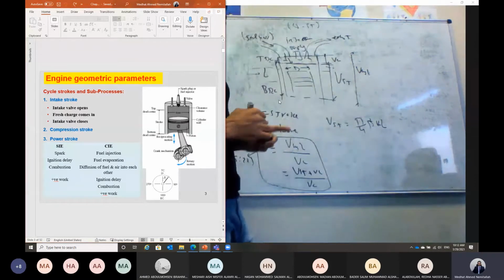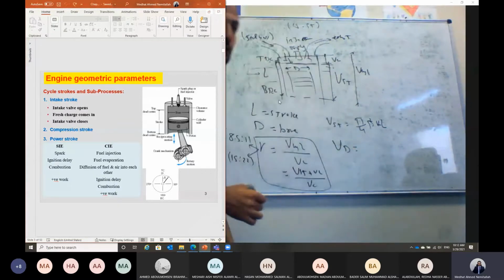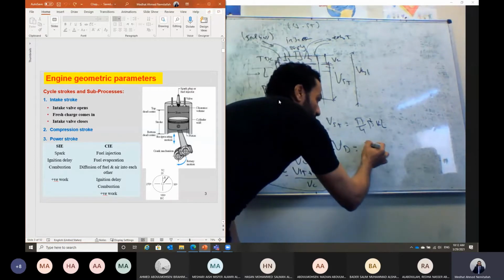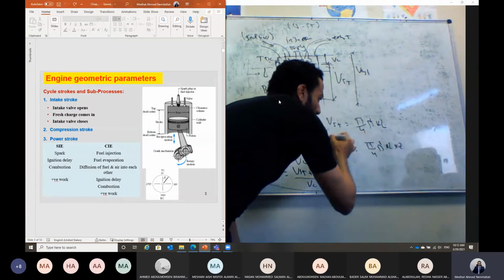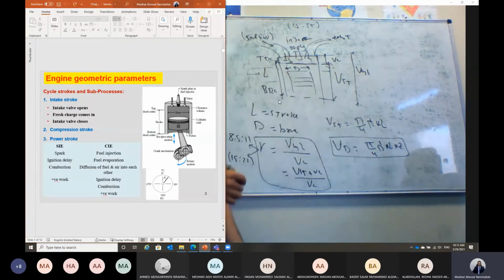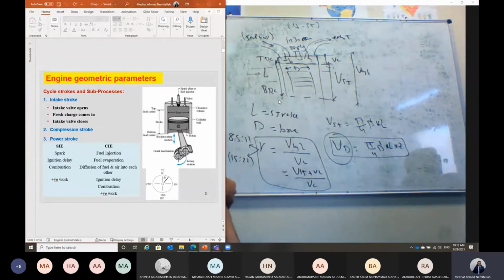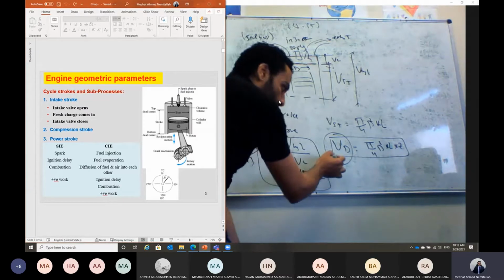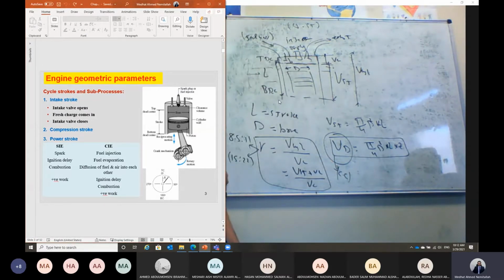But for an engine with a number of cylinders, we actually call it the displacement volume, which is representing what? It will equal the stroke volume multiplied by the number of cylinders, which is Z. This displacement volume for any car is called as what? Is named as what? CC.